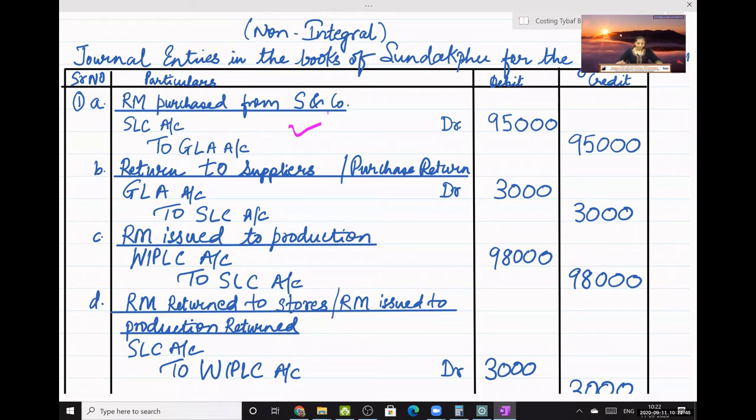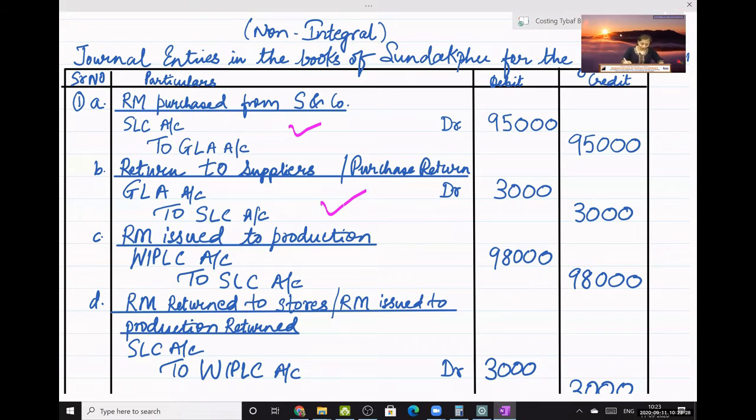Okay. Next, journal entry number 1B, return to supplier means purchase return. So first entry को उल्टा कर दो, reverse the first entry, GLA to SLC. That CLC, cost ledger control, is only GLA, huh? Yeah, so you can even use the word CLC instead of GLA. Actually question में GLA CLC word use किया है ना, आप लोग भी CLC लिखो, ठीक है? Use the word CLC, huh, students?